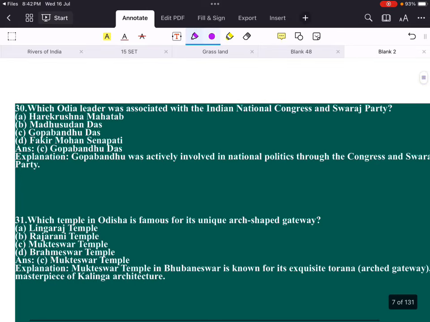Question number 30. Which Odia leader was associated with the Indian National Congress and Swaraj Party? That is option C, Gopabandhu Das. Gopabandhu was actively involved in national politics through the Congress and Swaraj Party.